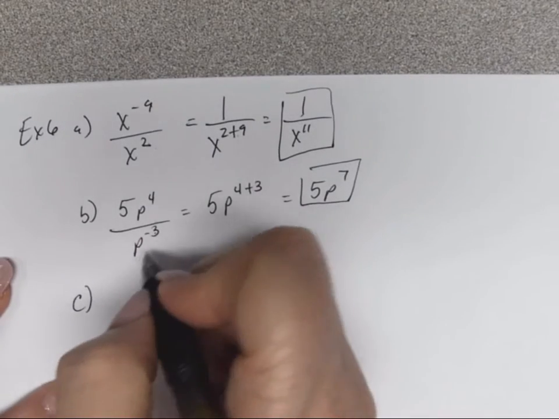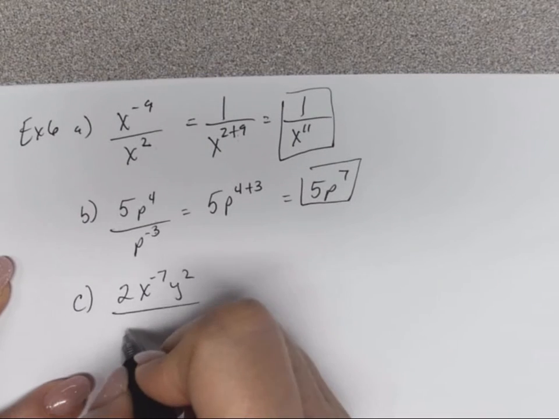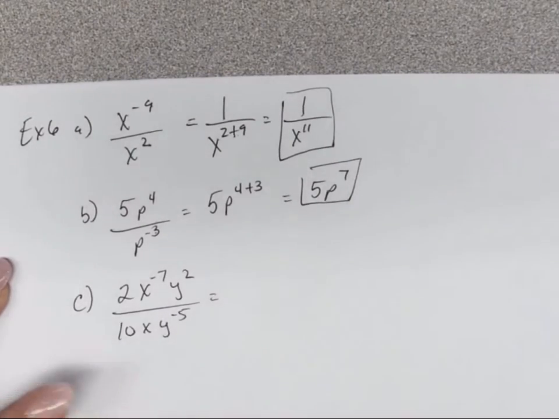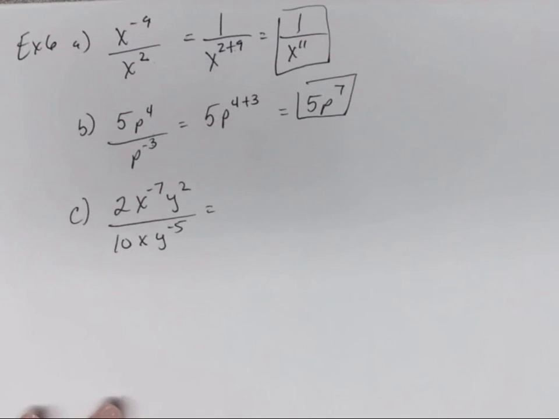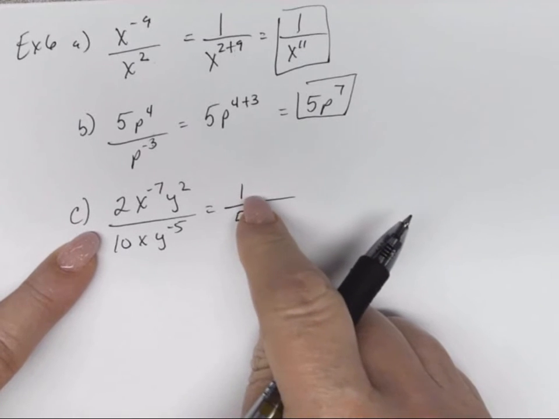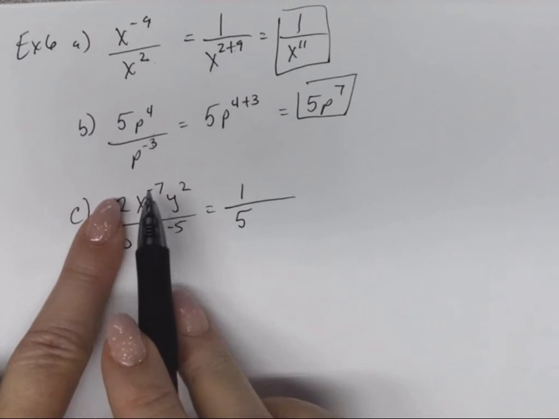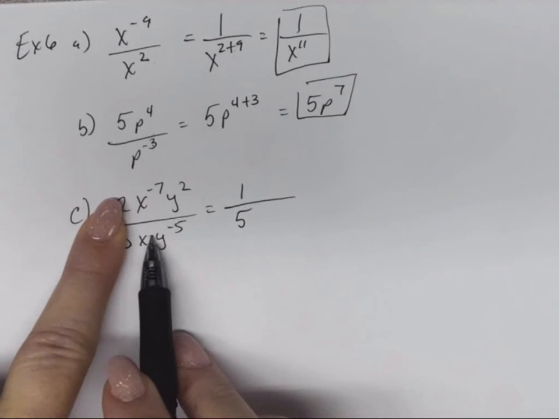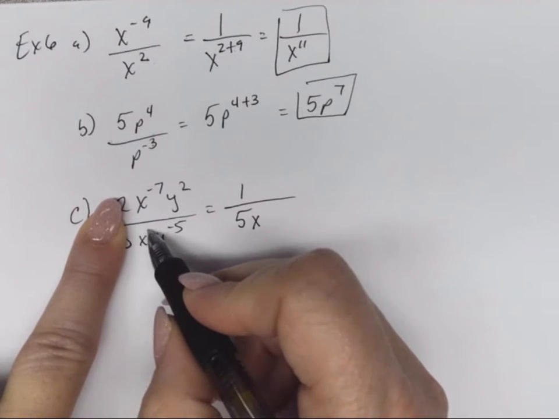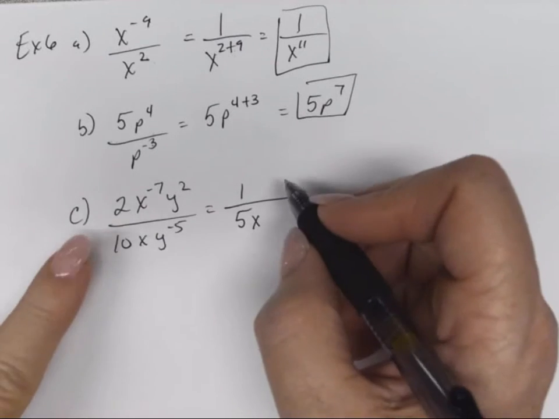All right, what if we have 2x to the negative 7y squared over 10xy to the negative 5? The number 2 over 10, they both divide by 2, so we'll end up with 1 over 5. At this point, we're going to put the 1 because we don't know what will land up there. Now between the x's, are they going to stay at the top or move down? Because they need to be positive exponents, they're going to go in the denominator, because this will be positive. We'll move that negative 7 down and it'll become positive 7.